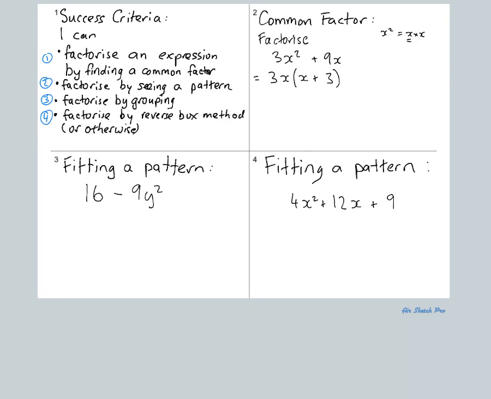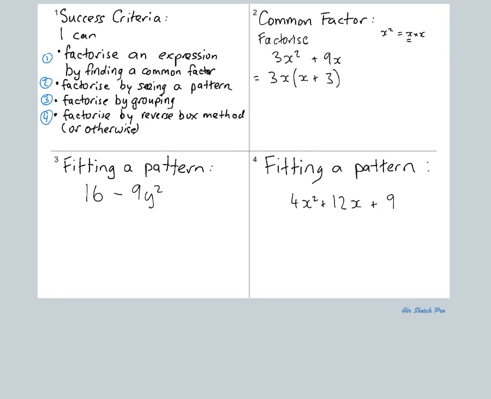Questions about common factors before I move on to fitting a pattern? Okay, so 16 minus 9y squared. This is where things get a little bit hairy for you, all right? Because typically students will struggle to identify patterns initially. Now, you only have 2 patterns in grade 9 to worry about. Is it a difference of 2 squares or is it a perfect square? The answer might be neither, but let's just imagine there is. Well, in this case, there is, because it's under the heading fitting a pattern.